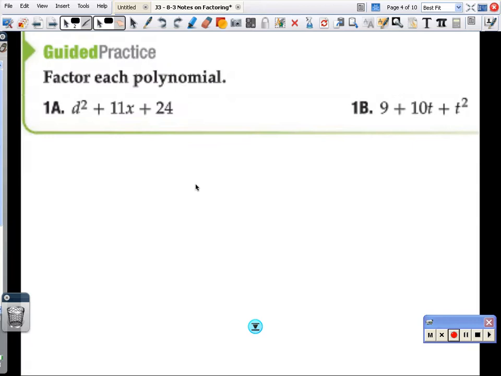So take a second and let's look at 1a first. We need two numbers that multiply to 24 and add to 11. I'll give you a second to think about those, and then we'll go over how to do that one.